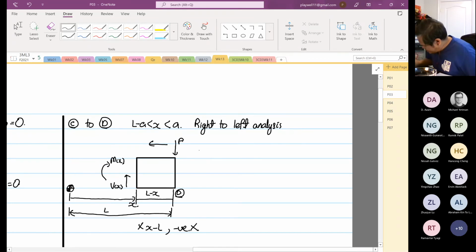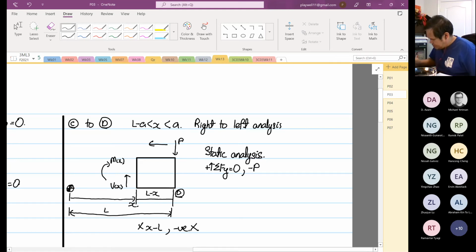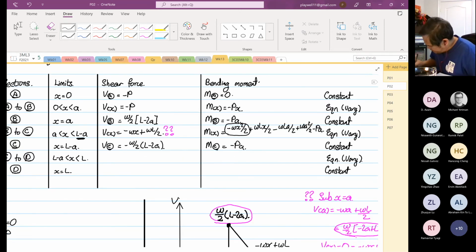Okay, so again, static analysis. I think you all will find this topic simpler, right? After going through shear force, shearing stress, and compound loading. So positive is going up. Okay, so you have minus P plus V as a function of X is equal to 0. So V as a function of X is equal to P. So from C to D, V as a function of X is equal to P.